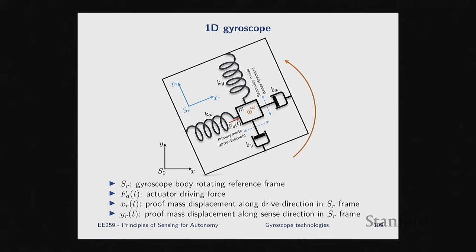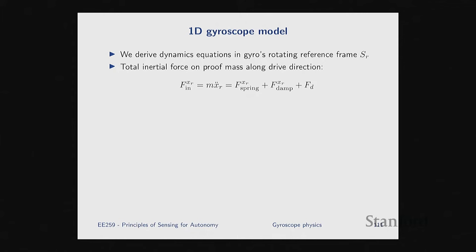Okay, so let's look at the physics of it then. Essentially, we have two independent spring mass systems in this device, and for each of them, we can write the force equations. Let's first write the equation for the drive direction. The total inertial force in the x direction, or X_R direction, which is our drive, is mass times acceleration. And we are writing all our equations in the internal reference frame of the device, so everything is internal to the device right now. Mass times acceleration is the sum of three forces: you have your spring force, you have your damping, and you have your drive force, which is actively generated inside the device.